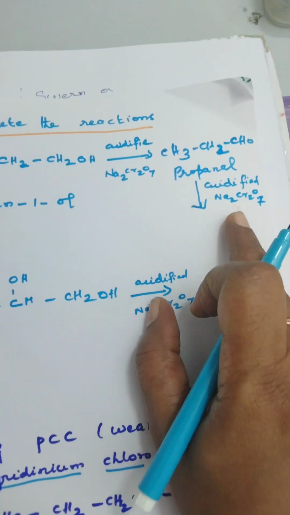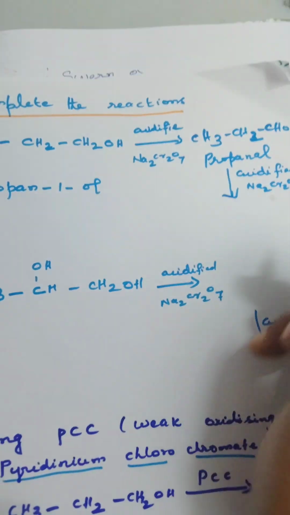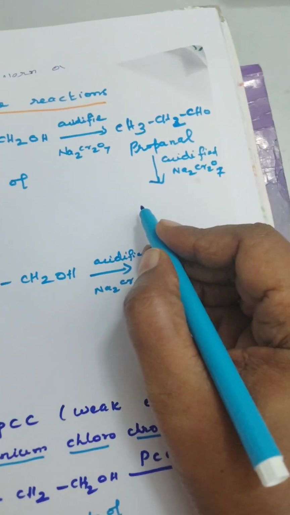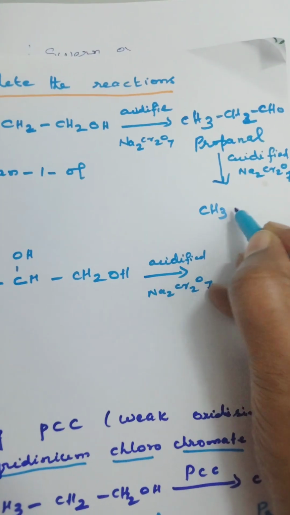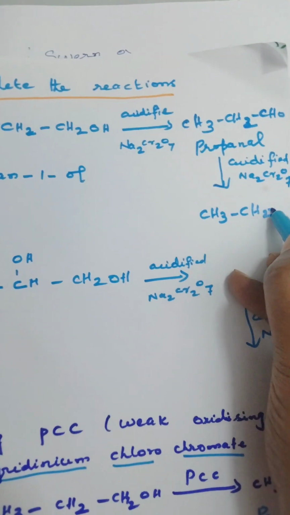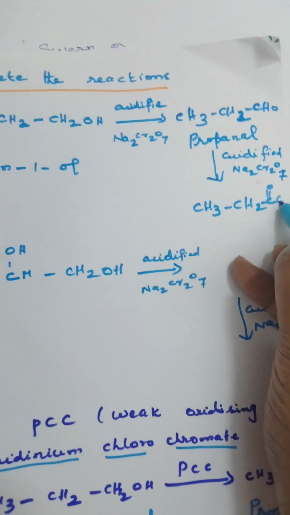When it undergoes oxidation, you get the acid. There are 3 carbon atoms. What is the 3 carbon atom acid? That is propanoic acid. CH3, CH2, C double bond O, OH.